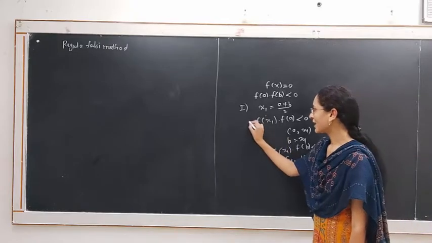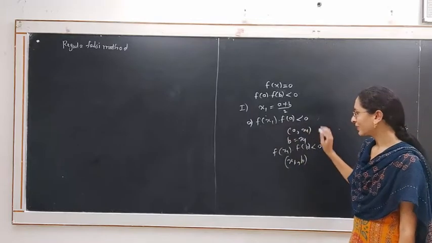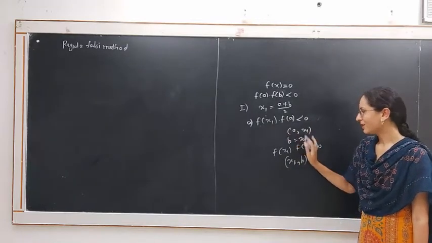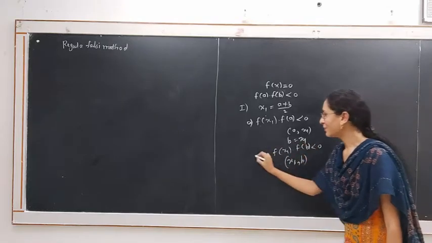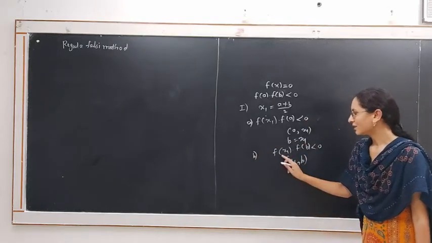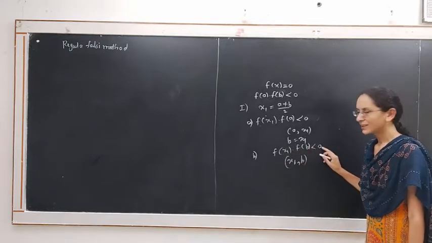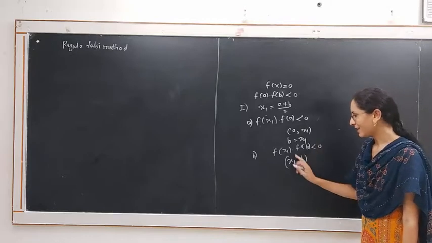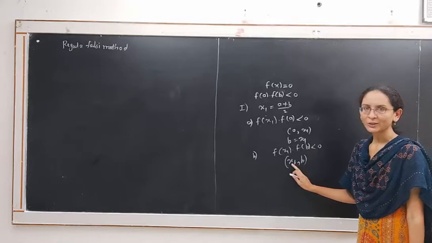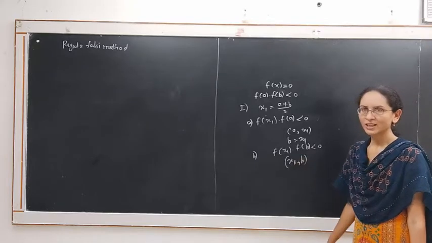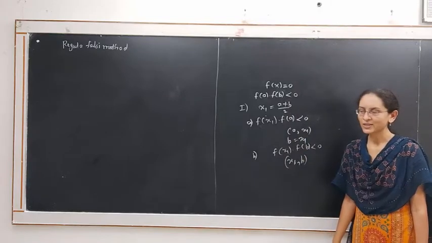In the first iteration, there are two possibilities. If the sign of f(x1) times f(a) is negative, then the root will lie between a and x1; in that case, consider b = x1. The second possibility is that the product of f(x1) and f(b) gives a negative sign; then we say that the root lies between x1 and b. In this case, we take a = x1, and we continue this procedure till we get the root of the equation f(x) = 0 correct up to a certain accuracy.